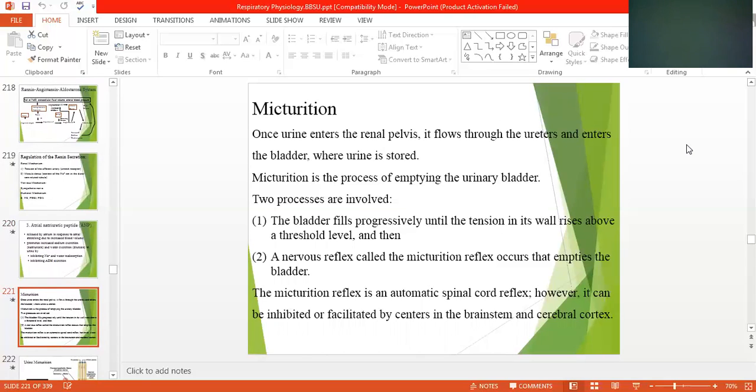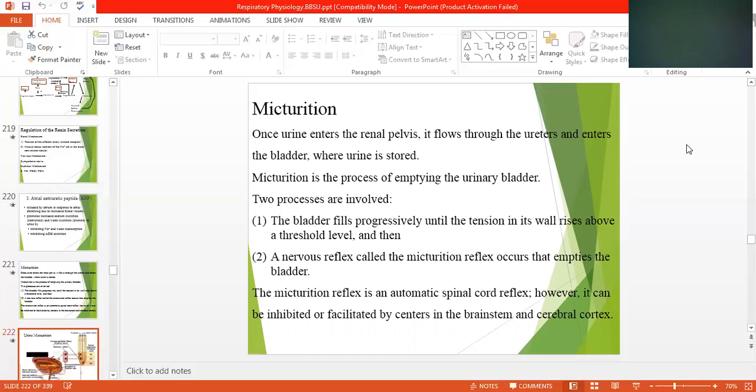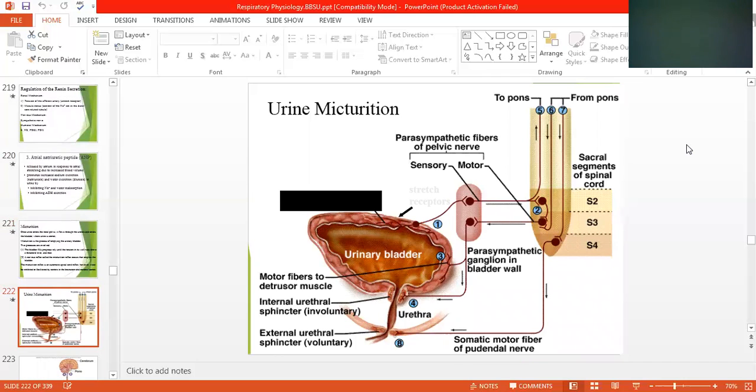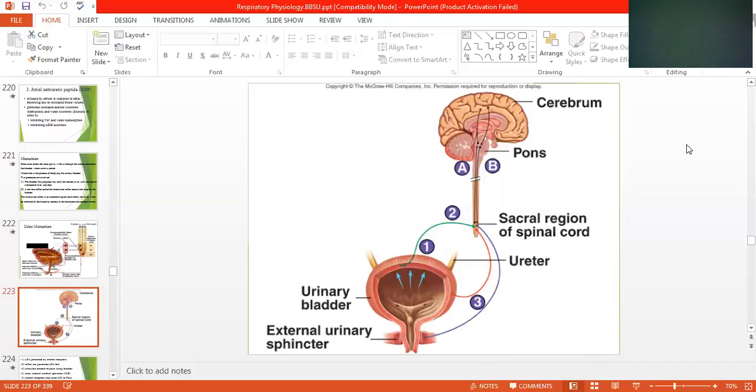Then we talked about micturition, meaning urination, and how the urine comes out. When the bladder is filled, it will stretch, and then there are nerve reflexes from the spinal cord and cerebral cortex, both sides, and it causes release of the urine from the urinary bladder into the urethra, and then it comes out of the body. This whole phenomenon is given here. Then we talked about how from the cerebral cortex we came down to the external urethral sphincter.